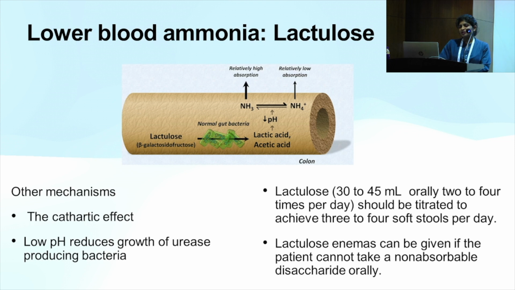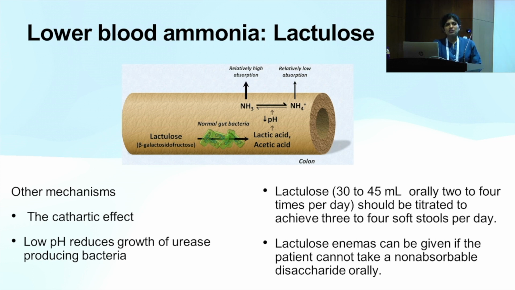So other mechanisms are like increasing the intestinal transit time, which itself reduces the ammonia level, and also the reduced pH itself will prevent the growth of urease-producing bacteria. So here ammonia production will be reduced. So these are the different mechanisms by which lactulose helps in the reduction of ammonia.